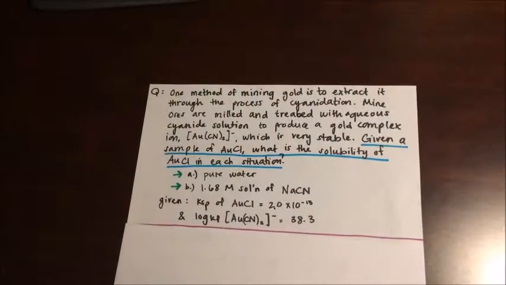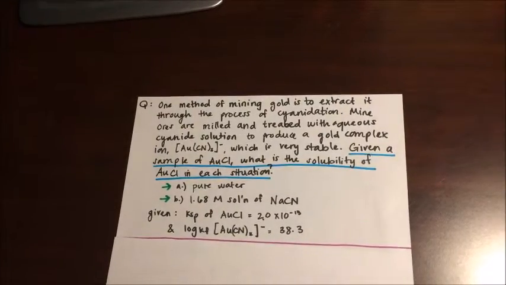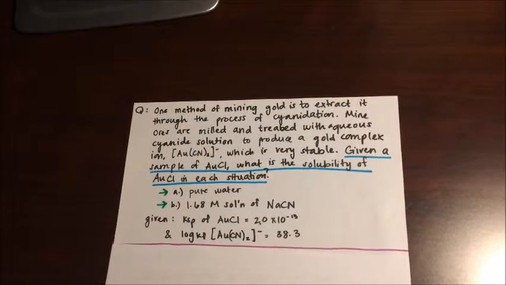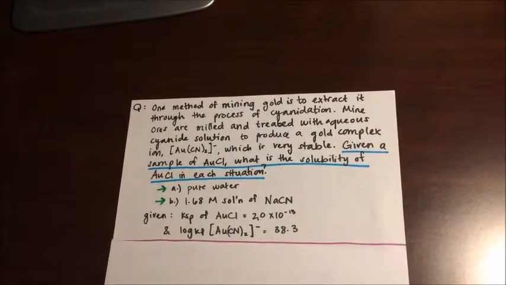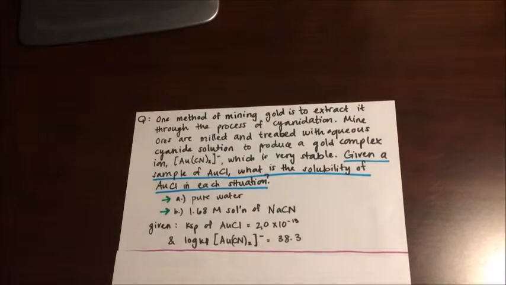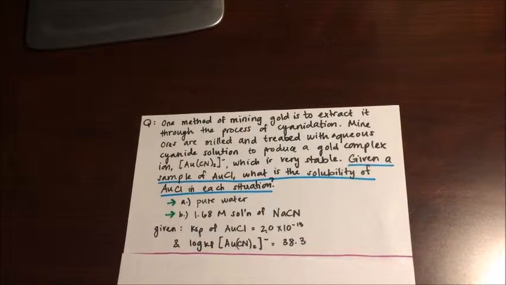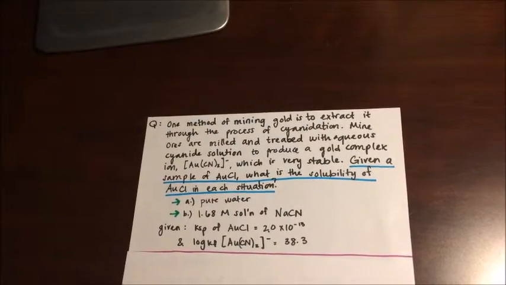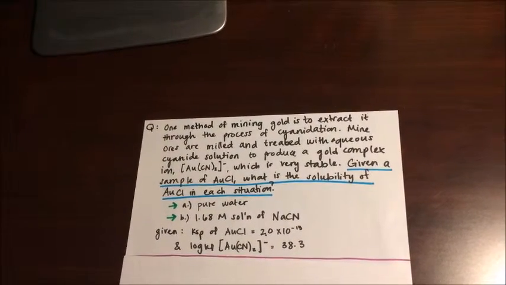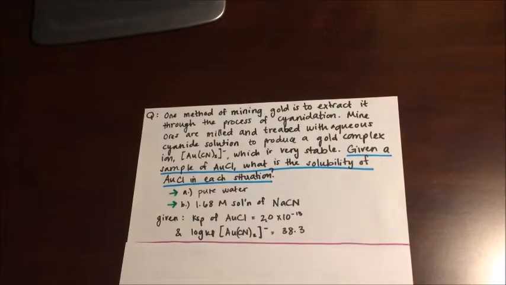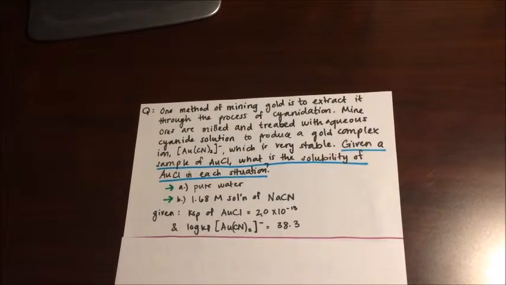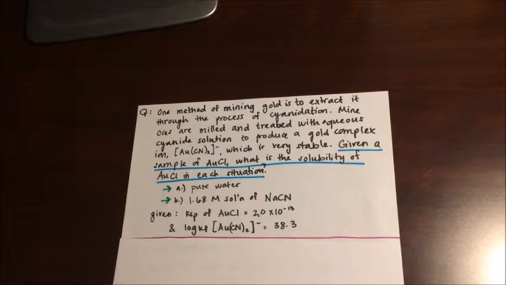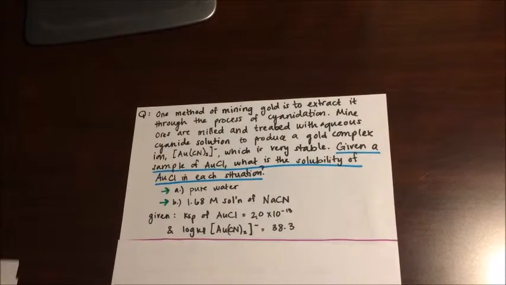Hi everyone! Today we will be solving a typical solubility problem. The problem reads, one method of mining gold is to extract it through the process of cyanidation. Mine ores are milled and treated with aqueous cyanide solution to produce a gold complex ion, Au(CN)2-, which is very stable. Given a sample of AuCl, what is the solubility of AuCl in each situation?